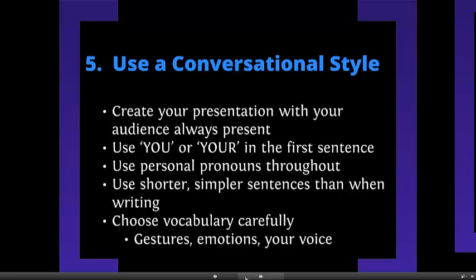Use shorter and simpler sentences than when you write. Okay, again, we don't want it to look like we're reading a book. Everybody can read. And choose your vocabulary carefully. Use gestures and emotion. Use your voice, like I said earlier, to help create emphasis, or create a sense of caring about who you're speaking to.